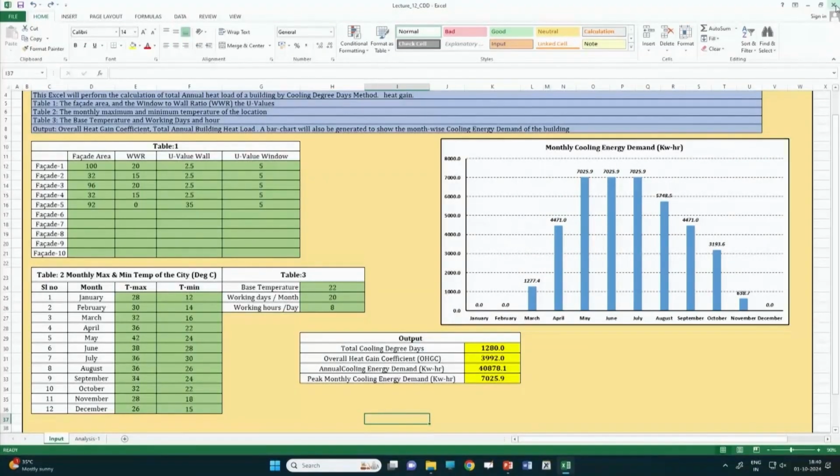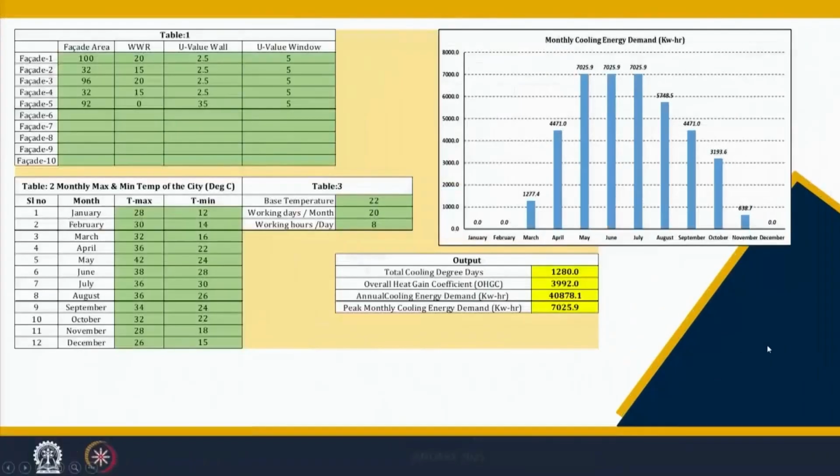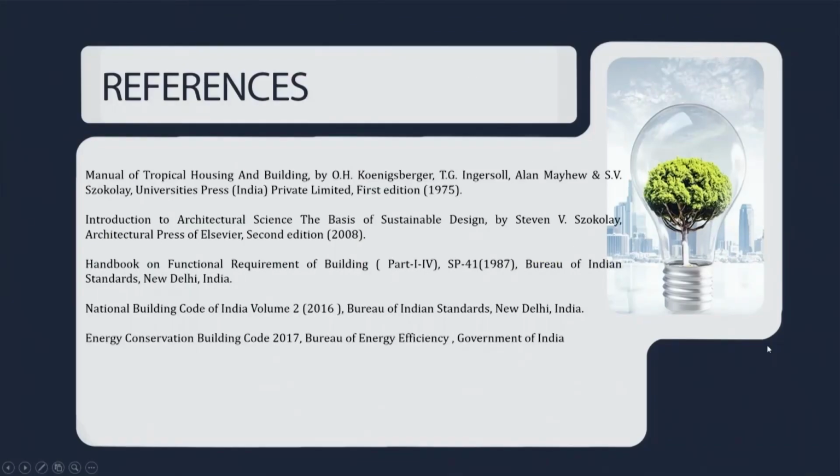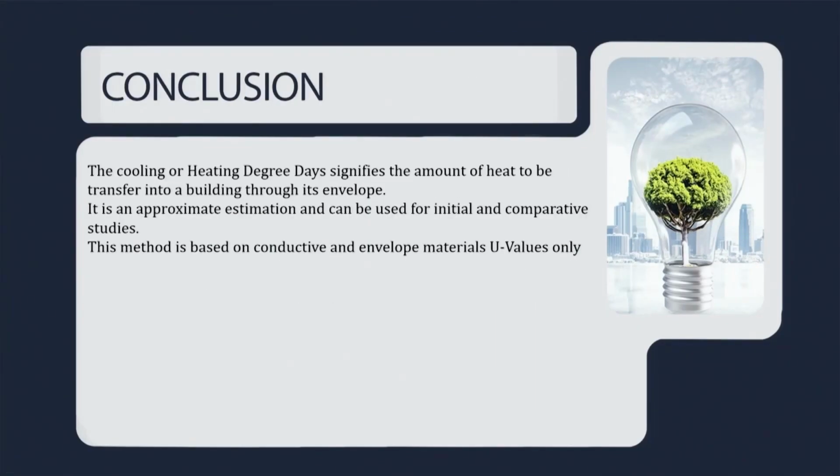It is an interactive chart I have prepared for you, I will share it in our forum, and let me finish the lecture. These are some of the references. Whatever we have discussed is that the heating or cooling degree days is the amount of heating or cooling required, averaged throughout a month or some time period, maybe a day, first calculated based on the mean temperature and the fixed base temperature. Based on that, with the overall heat gain coefficient, the heat load is calculated. Thank you very much.